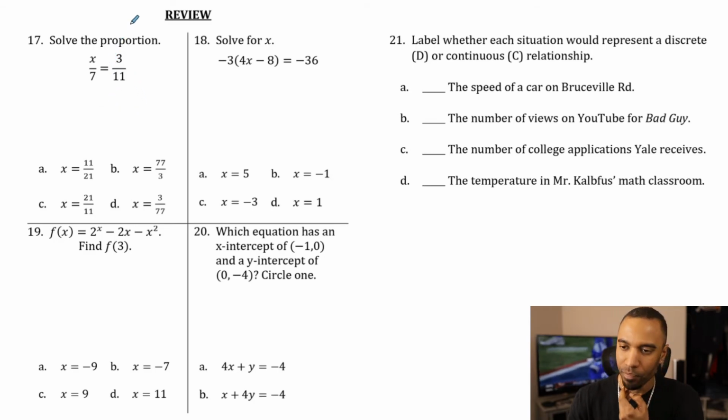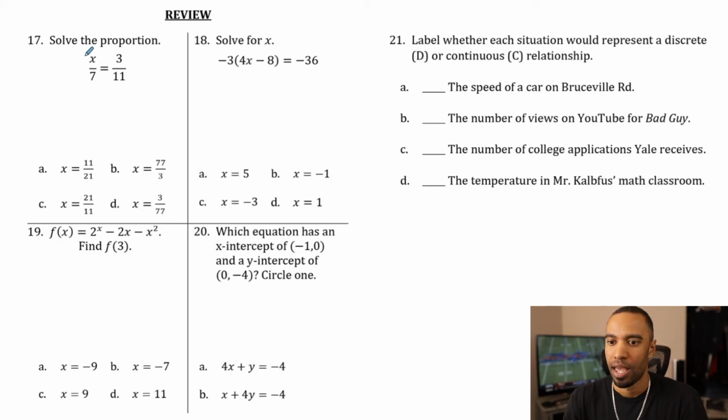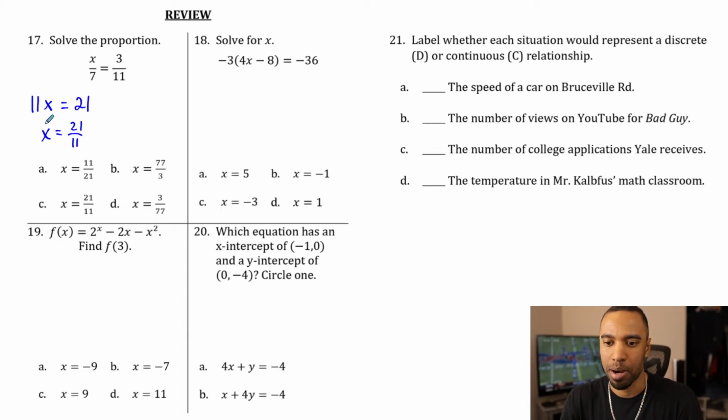Okay. Number 17, solve the proportion. X over 7 equals 3 over 11. If I cross multiply here, I'm going to get 11x equals 21. And if I divide both sides by 11, I get x equals 21 over 11. It's an improper fraction, sure. It's a number I can't simplify or reduce, but it is an answer. And I'm going to take that as C. See how fast that was?